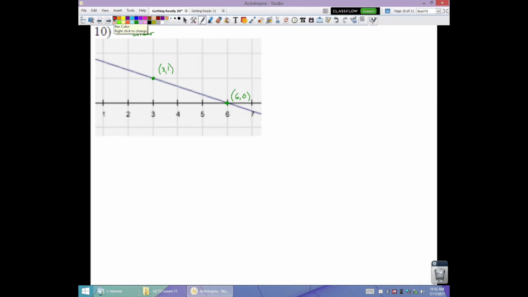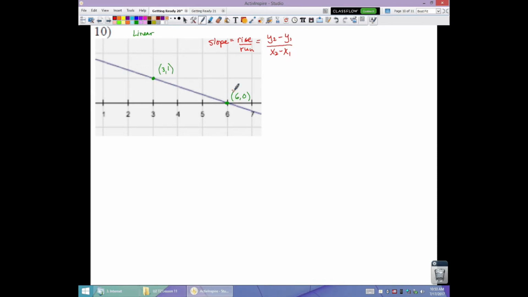So the first thing I'll identify from those 2 points is the slope. Now with a graph, the simplest way to do slope is to count rise over run. But we can also use the formula y2 minus y1 over x2 minus x1. Again, I'll do both ways, so whichever you chose, you can verify here.